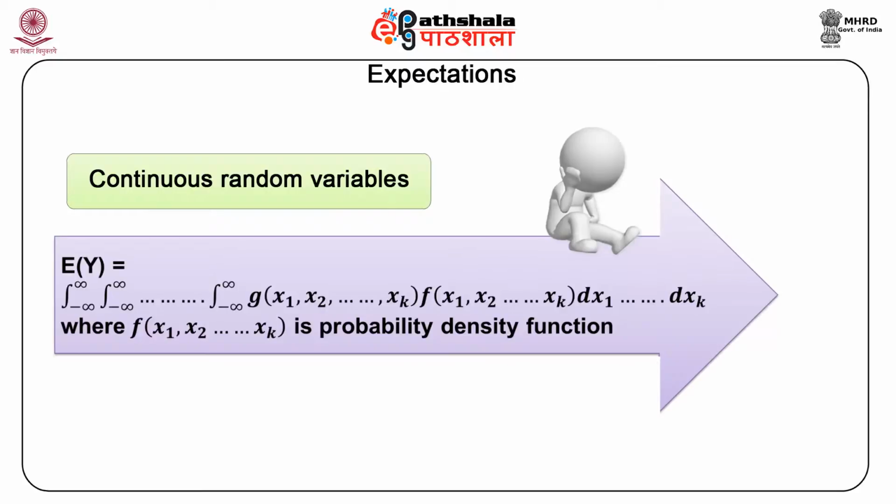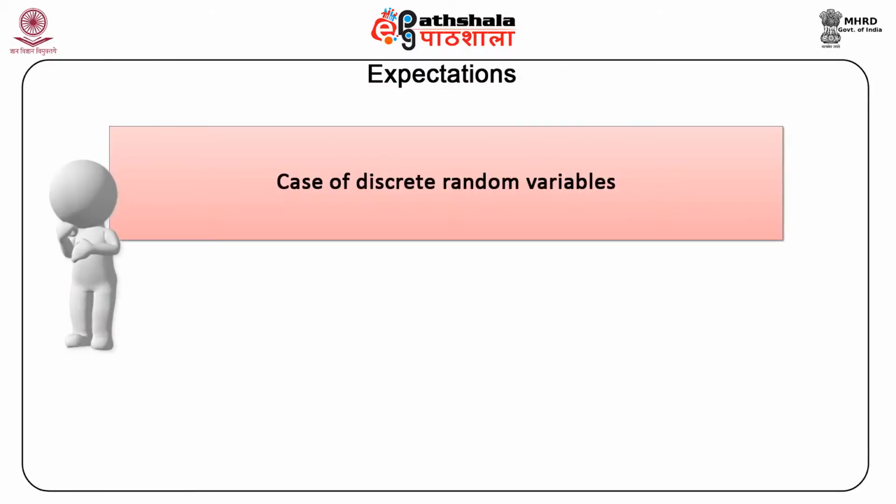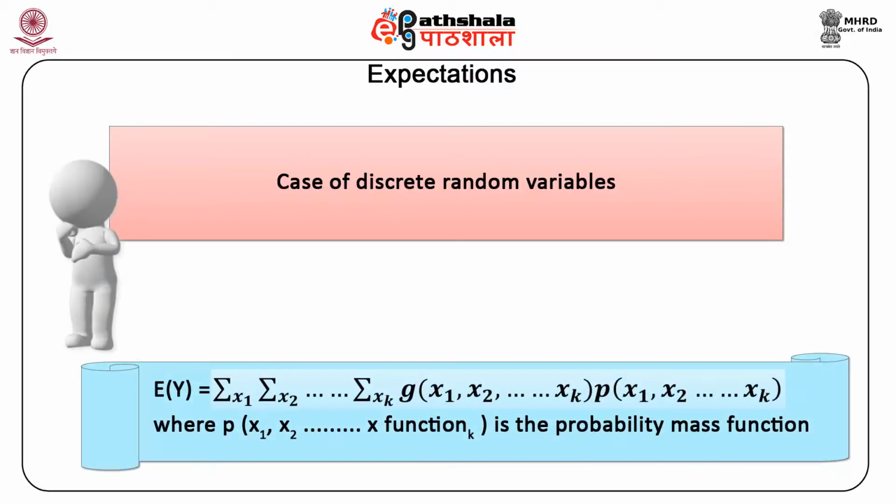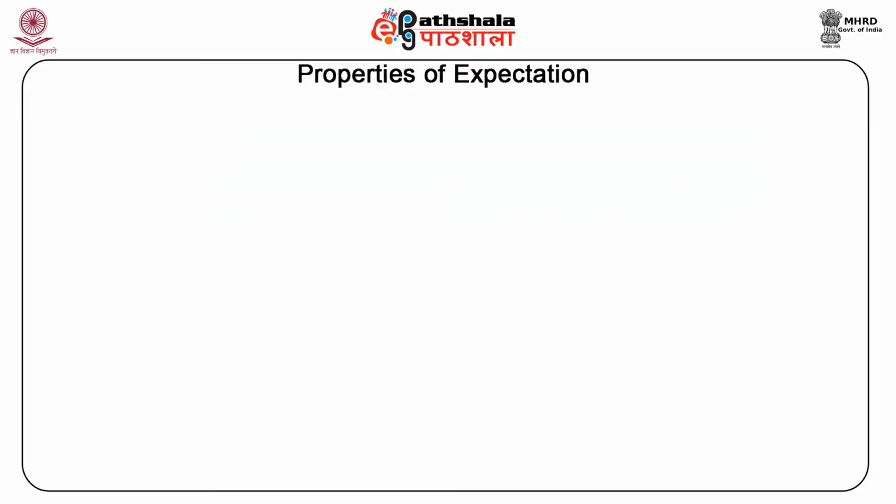where f(x1, x2, to xk) is the probability density function. In case of discrete random variables, E[y] is equal to sigma over x1, sigma over x2, up to sigma over xk, of g(x1, x2, to xk) p(x1, x2, to xk), where p(x1, x2, to xk) is the probability mass function. Now let us discuss properties of expectation.